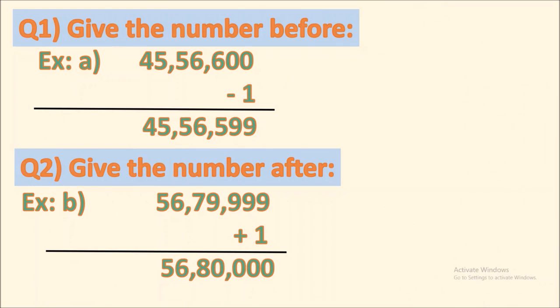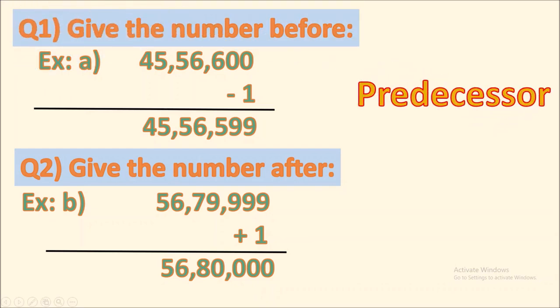The number given is 45,56,600, and you are subtracting 1 from it. So you will get 45,56,599 as the answer. We have another name for number before. What is that? Could you remember? Could you tell me? It's predecessor. Predecessor. Let's go for the next question, that is give the number after.